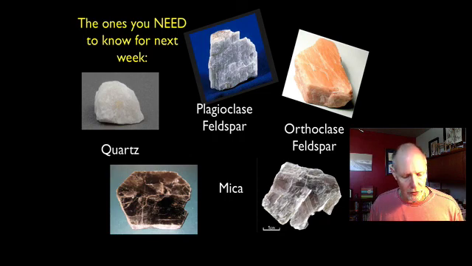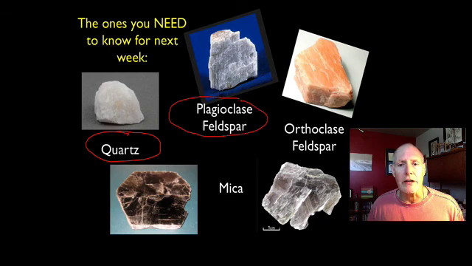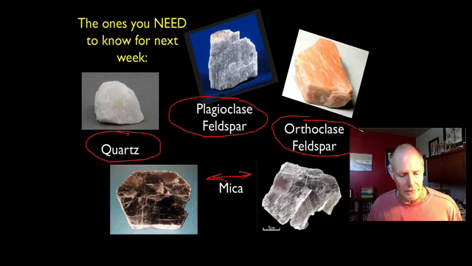So these are the minerals that you're going to need to know for next week. First of all, you need to know quartz. You need to know there's two kinds of feldspar. There's a light colored feldspar called plagioclase. There's a pinker one that's called orthoclase. Those are both feldspars. And then know both of the micas right here, both the muscovite on the right and the biotite mica here on the left.